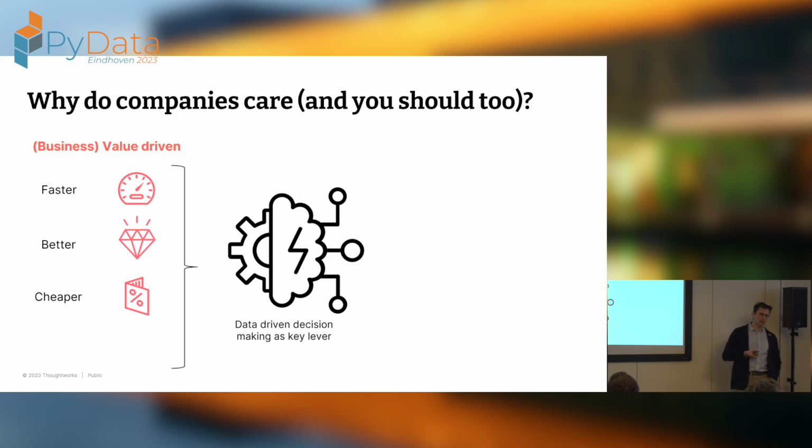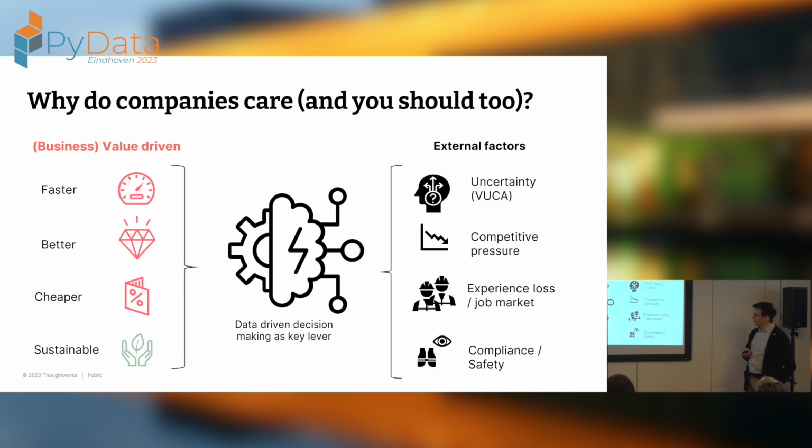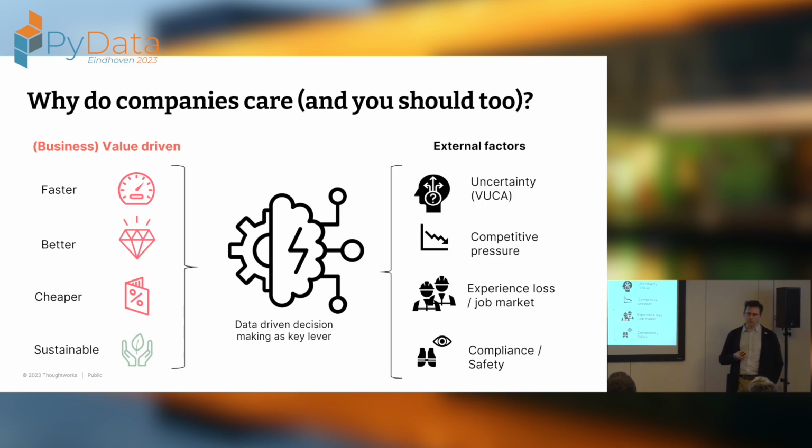When you want to run your company better, it's typically about factors that are business value driven, like you want to be faster, better, cheaper, or in some cases, happily, they want to be more sustainable. But it's also the external factors, with uncertainty, meaning volatility in the markets, in supply chains, and so on, the complexity and the ambiguity of events that are happening around you. Time series analytics becomes ever more important.